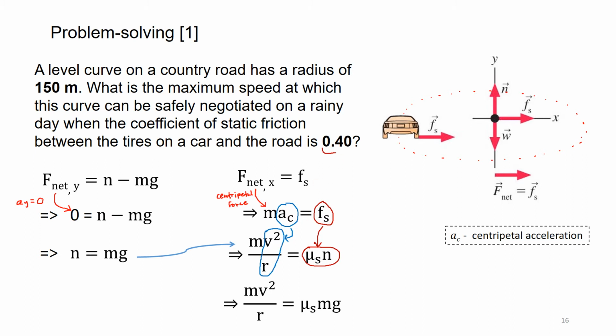So this is what we have: m v squared over r equals mu times N. Mu is 0.4 here, so let's mark this in the question. Then again, you can see that we have a normal force in this equation, and we already know normal force is the same as mg. So replace the N, the normal force, with mg.